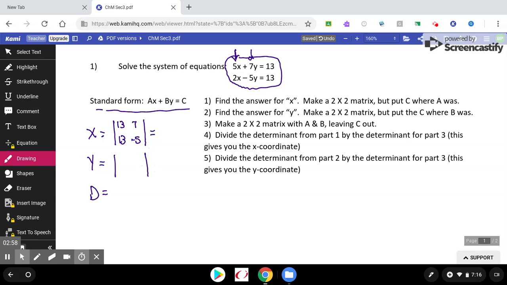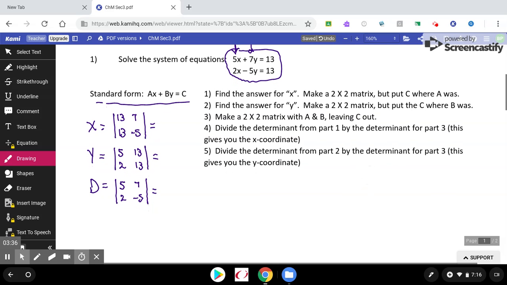For my y matrix, I would keep the x's this time. So I would keep that 5 and that 2. I would leave the y numbers out, and in their place, I would put the 13s. Again, it sounds kind of weird, but it works out. In the divisor matrix, I would use the other combination. This time, since I'm not looking for x, I leave the x's. Since I'm not looking for y, I leave the y's. And you would leave the 13s off. In other words, it's really every combination of the 4 numbers that you can use.